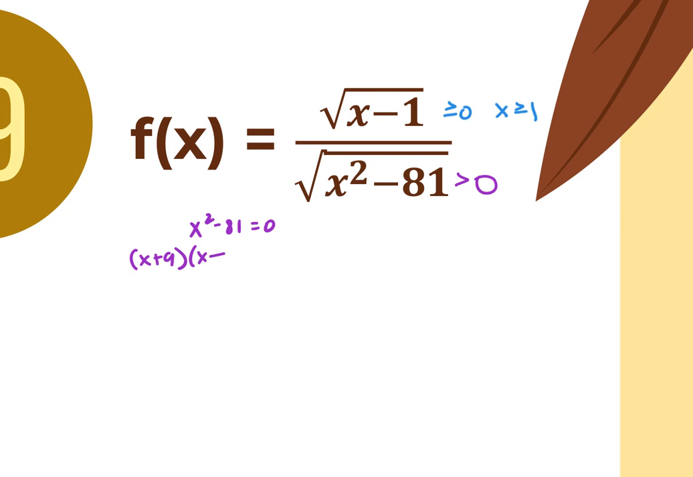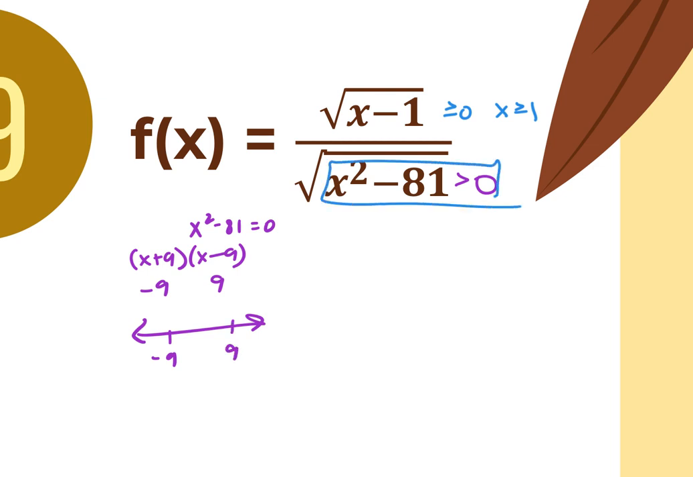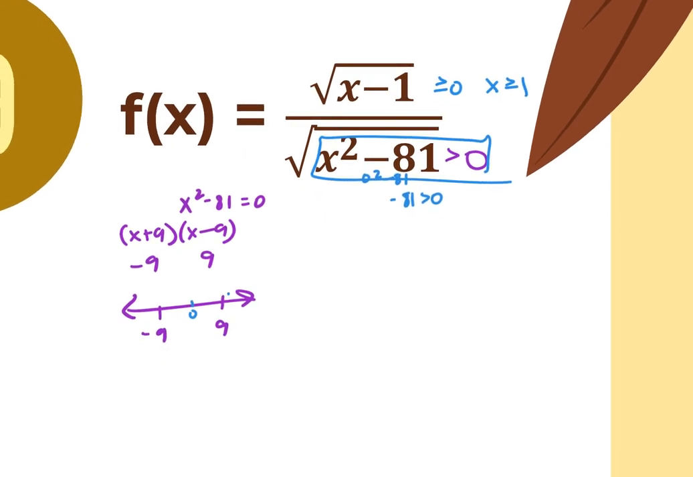Plus 9, minus 9, right? And I get -9 and positive 9. But I have to figure out from here which of the ranges works in this original statement. So I pick 0 because it's in between. But you can't square root it. Yeah. So I'd get 0 squared minus 81, -81 greater than 0. Is that true? No.